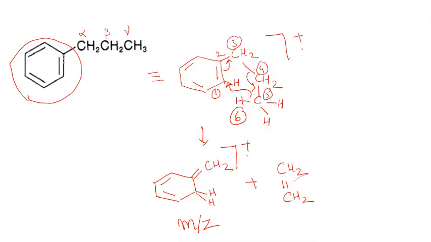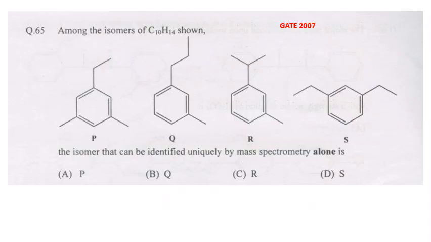Now we will look into a few questions asked in examinations. This question states that among the isomers of C10H14, the isomer that can be identified uniquely by mass spectrometry alone is. Now we can see the benzene ring is there and we can see some alkyl chain. Let's look where we have gamma hydrogen. Here we have only alpha and beta. Here we have alpha, beta and gamma. Whereas here again alpha and beta. Here also again alpha and beta. So McLafferty rearrangement is shown only by the compound where we have a gamma hydrogen. So the correct option is B.